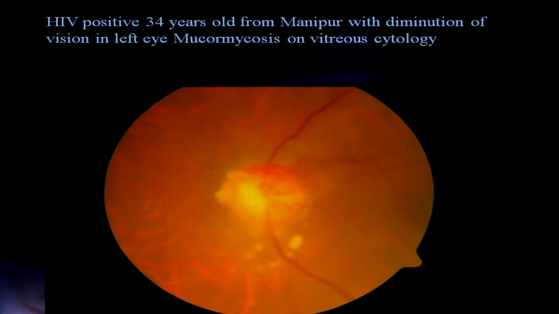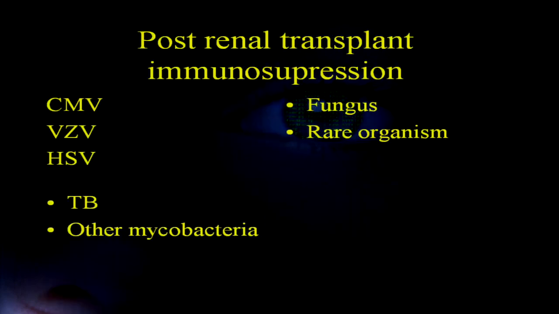Now, this is again another HIV positive person who came with disc edema. It was shown elsewhere, and it was thought to be disc edema, and imaging of the brain was done. And if you look carefully, there are multiple satellite lesions here. This was actually mucormycosis, and this patient also had to succumb.